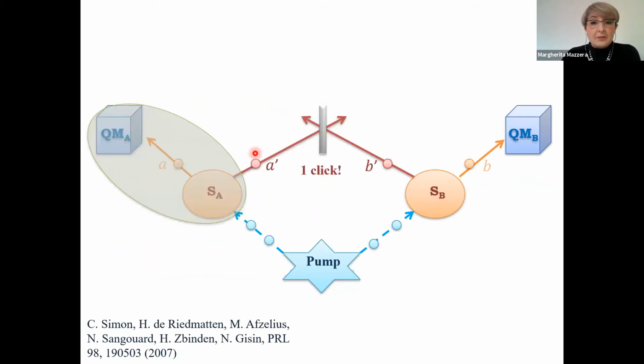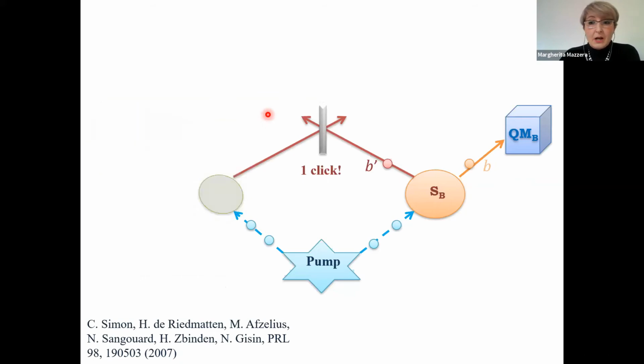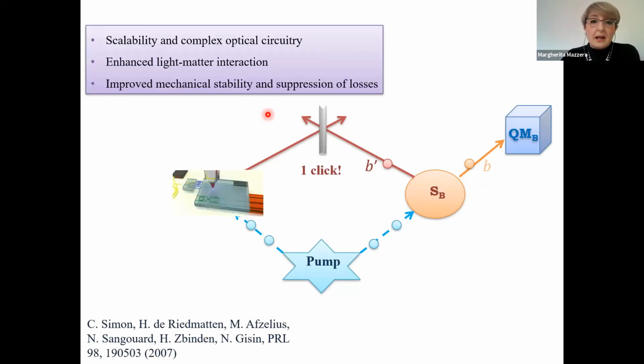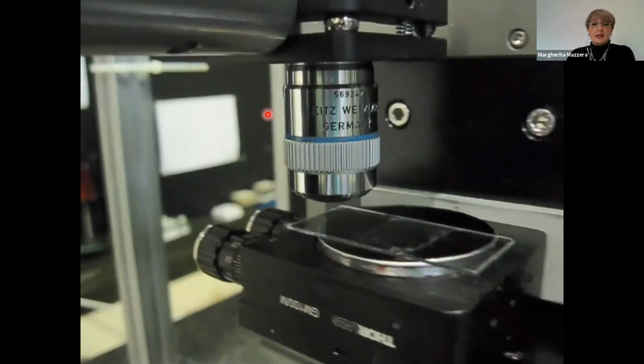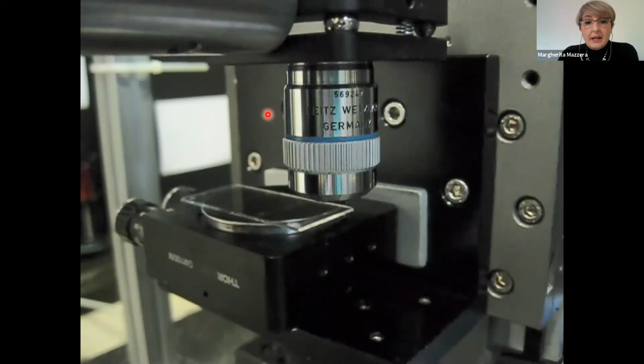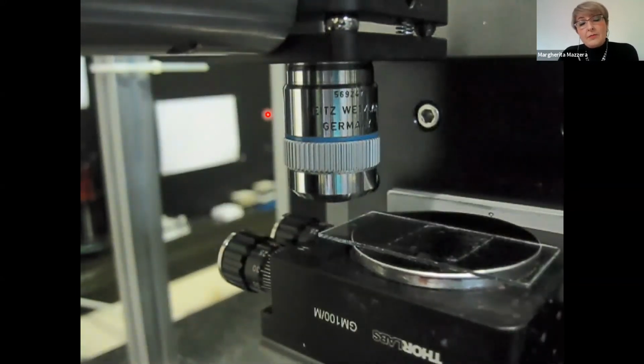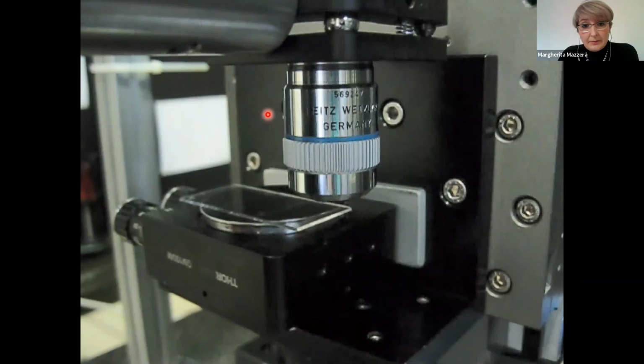It would be very nice if you could take all the objects included in this bubble and shrink them down to the dimension of a coin, for example. And this is why a few years ago we started exploring ways to develop integrated quantum memories. Our approach is to create waveguides in our crystal by means of femtosecond laser micromachining.